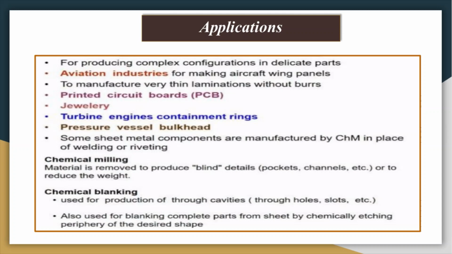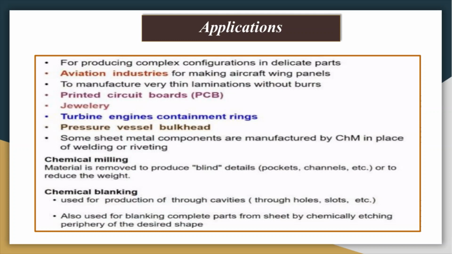Again, this chemical machining process is used in many industries: the aviation industry for making aircraft wing panels, then printed circuit boards, and jewelry. So these parts we can produce using chemical machining. It is also used to manufacture very thin laminations without burr. Other applications include large turbine engine components. Okay, this is from the literature survey.